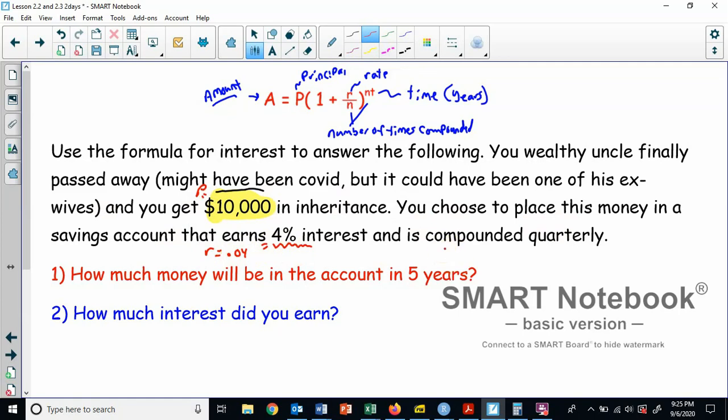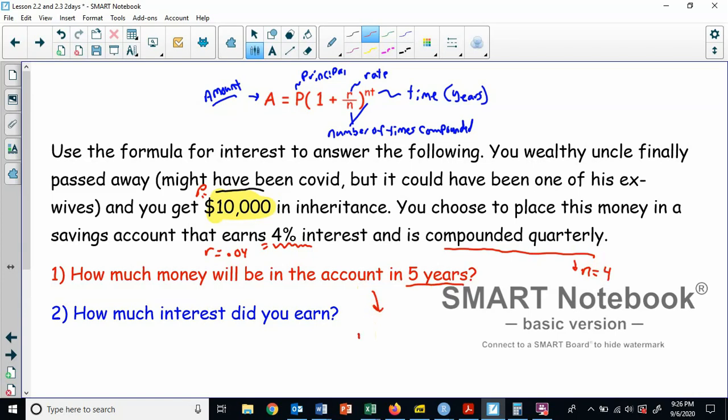And it will be compounded quarterly. So this is where our N comes from, number of times compounded. How many times does quarterly mean? That means 4 times a year. Okay, so let's see. We almost have all the pieces of information besides the time, but the time is right here in the question, 5 years.